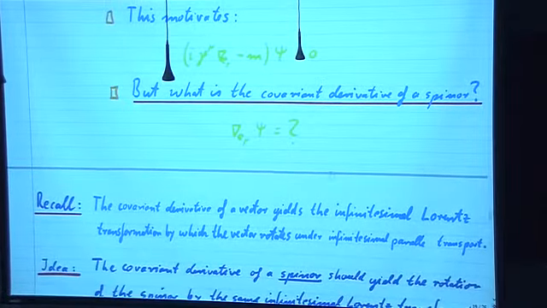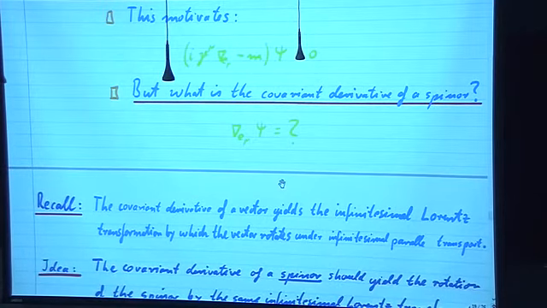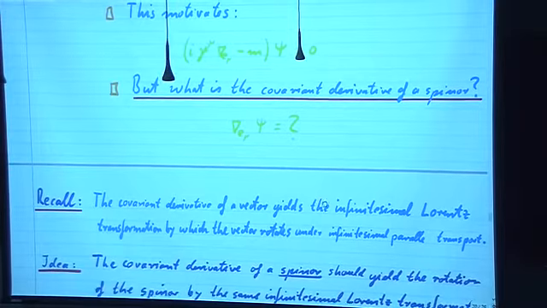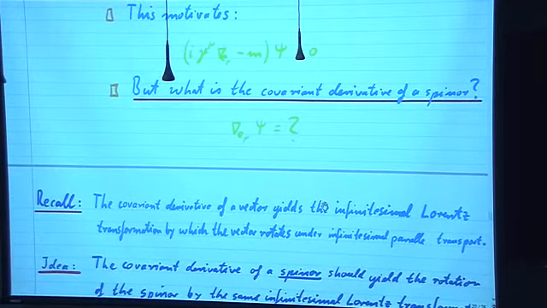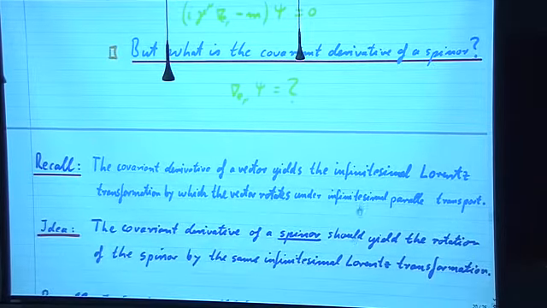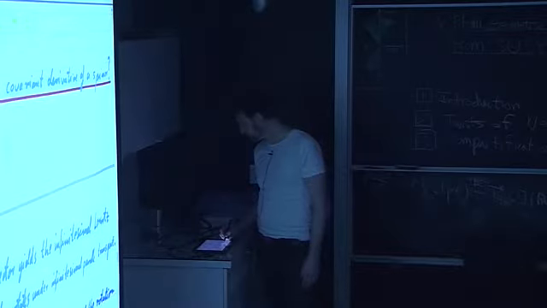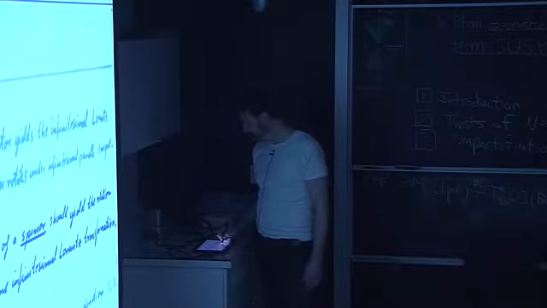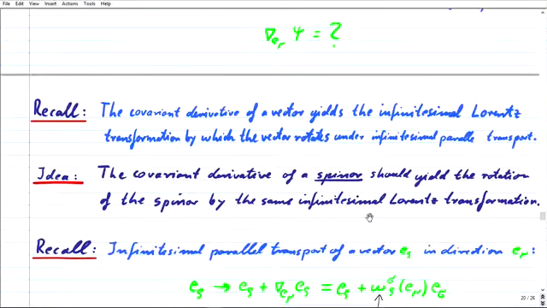Now, all of this could be done more abstractly, and I will say something about this later on, but I thought that since this might be quite new and alien to you, we'll do it the pedestrian way to make sure we get all the details. So what is the covariant derivative of a spinor?